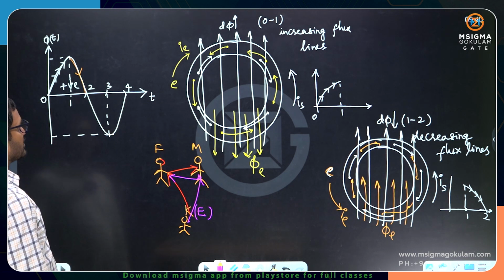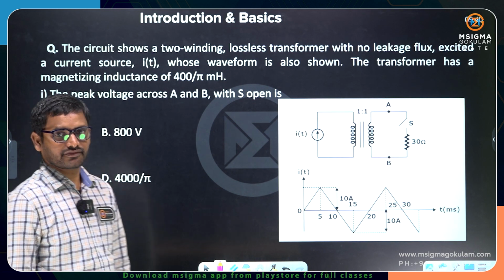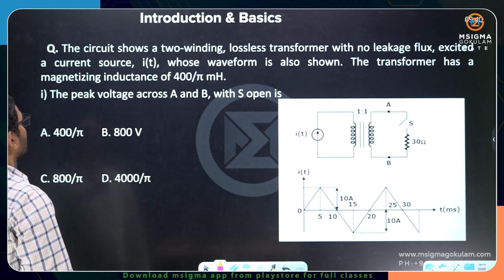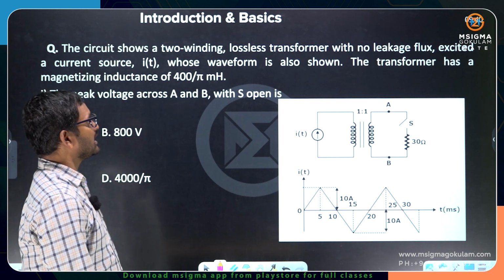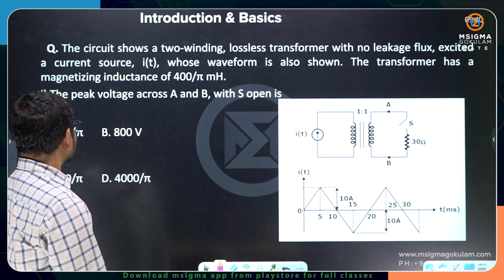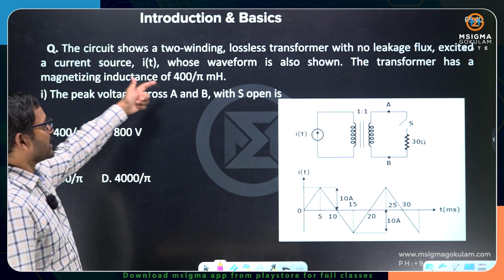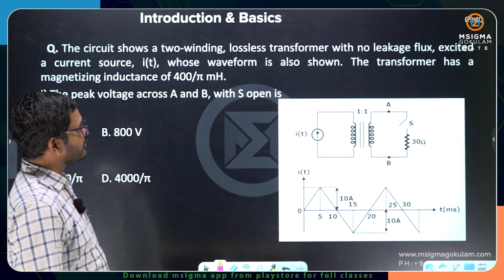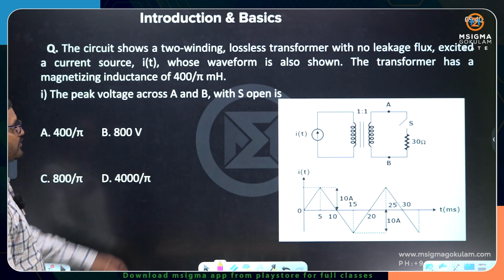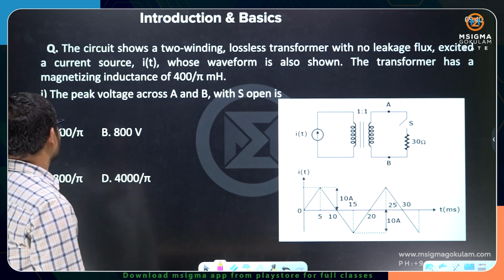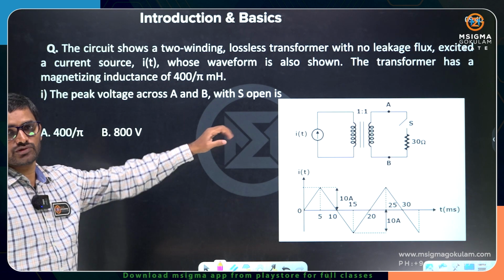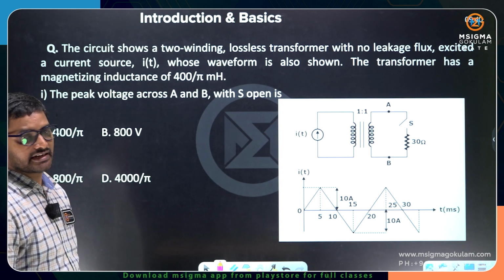All right, now let us move on to some problems we have got here. The problem he has given is: the circuit shows a two-winding lossless transformer with no leakage flux, excited with a current source I of t, whose waveform is also shown. The transformer has a magnetizing inductance of 400 by pi millihenries. Now he is asking the peak voltage across A and B terminals with S open. S means the switch in the diagram.